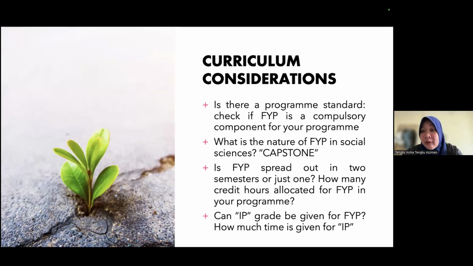Is FYP spread out over 2 semesters or just one? Again, like I mentioned earlier, it depends on the department. In communication, we have 2. Com 4994, which is the research proposal, and the next semester, if they pass 4994, they take 4996, which is final year project 2, the final phase of data collection and final report writing. Again, it depends on the program standard, and whether IP is given depends on the supervisor.